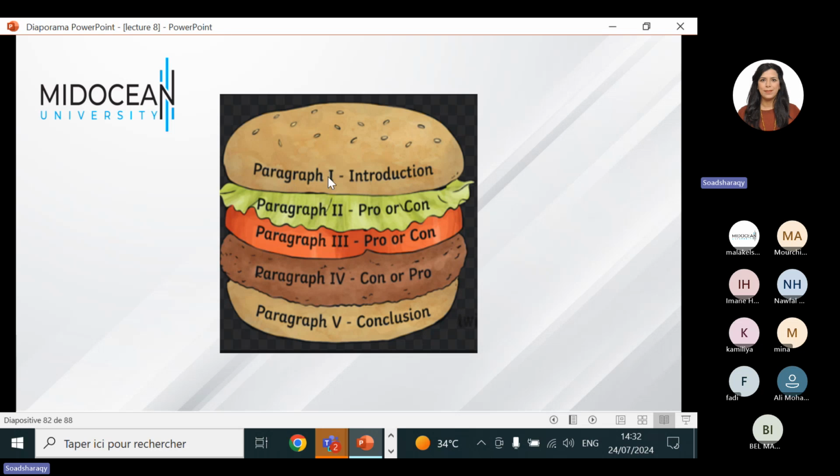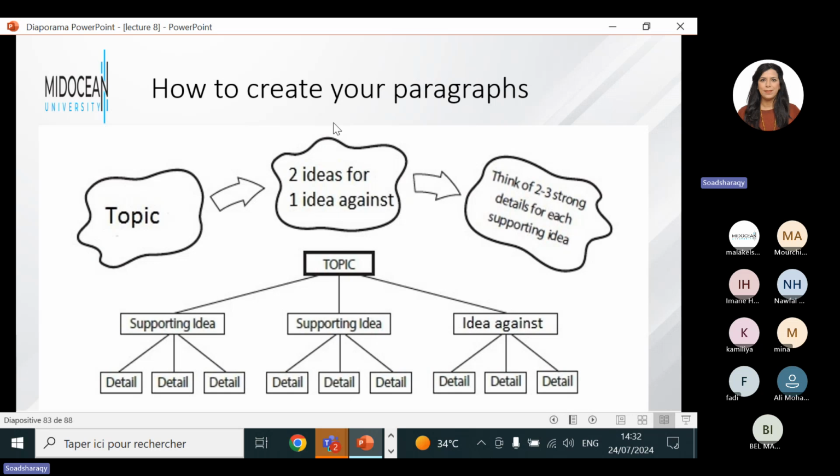You have paragraph 1, introduction; paragraph 2, pro or con; paragraph 3, pro or con; paragraph 4, con or pro; and paragraph 5, conclusion. Now, how to create your paragraphs? Here you have the topic. You have 2 ideas for and 1 idea against, and think of 2 or 3 strong details for each supporting idea. Okay?